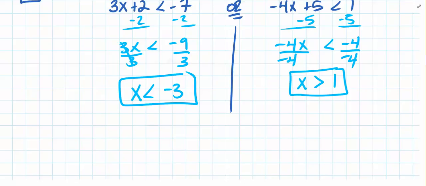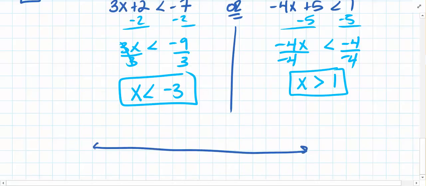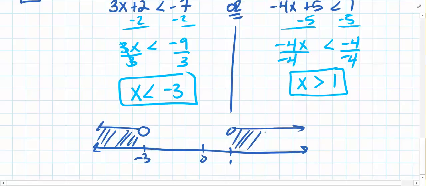So here we go. Here's my number line. I need a 0. I need a negative 3, and I need a 1. Above negative 3, I have an open dot. I'm shading to the left. Above 1, I have an open dot, and I am shading to the right. And there is my compound inequality graphed on the number line.